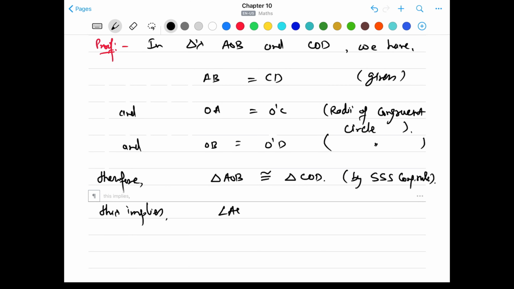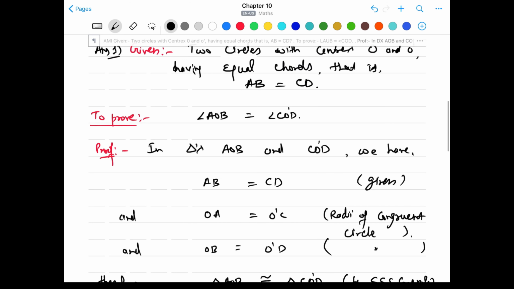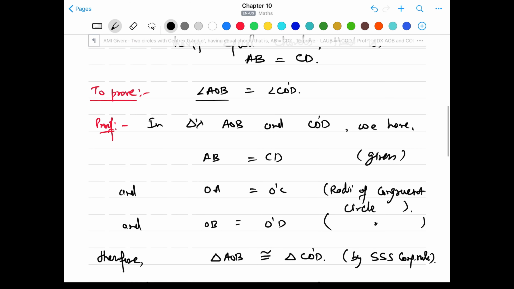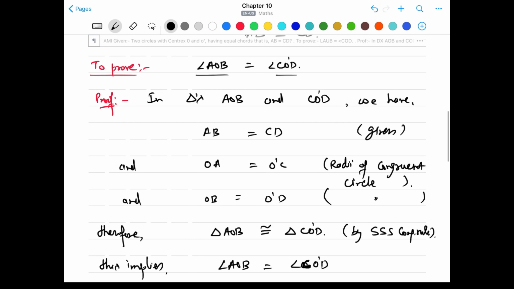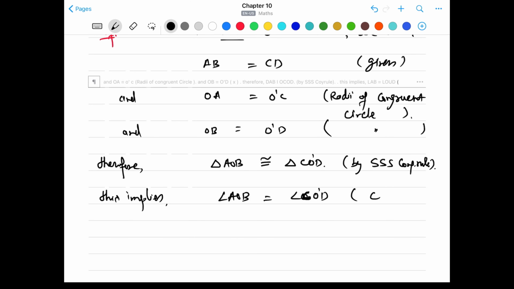Okay, this implies that the angle AOB will be equal to angle CO'D. Change it to O' here. This is OAB and O'CD. Similarly, we have two triangles AOB and CO'D. This is by CPCT, that is, the corresponding parts of congruent triangles are equal.